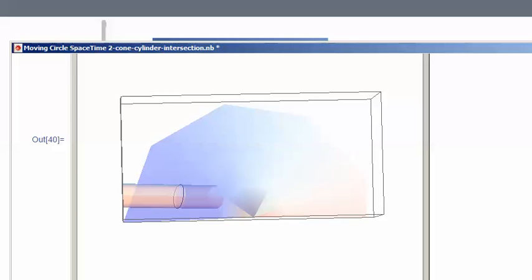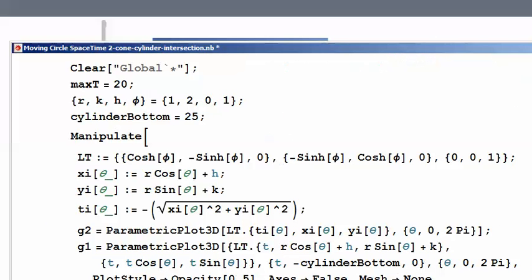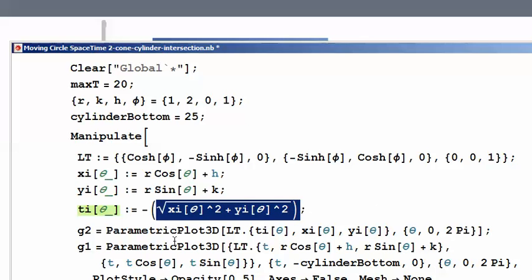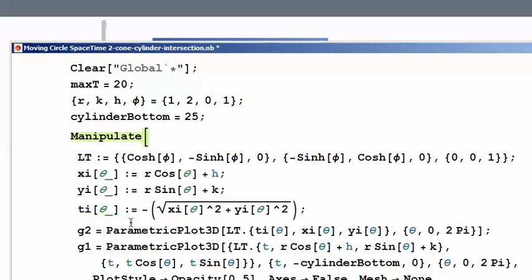And then you'll notice I actually calculated the initial time. Time initial is the square root of negative x initial squared plus y initial squared. Why did I do it that way? I don't remember exactly, but it probably had something to do with fitting it into the cone nicely, so that the cone and the cylinder would have a good intersection.